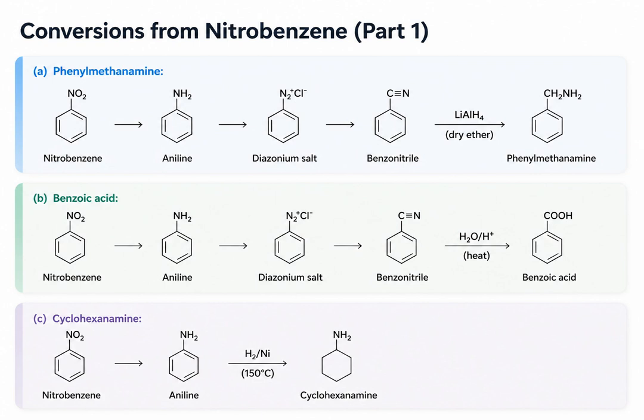For phenylethanamine, we convert the diazonium salt to benzonitrile using copper cyanide, then reduce the nitrile with lithium aluminum hydride. For benzoic acid, we take that same benzonitrile intermediate and hydrolyze it with hot acid. If we want cyclohexanamine, we bypass the diazonium step entirely. We just take the aniline and aggressively hydrogenate the aromatic ring using hydrogen gas and a nickel catalyst.